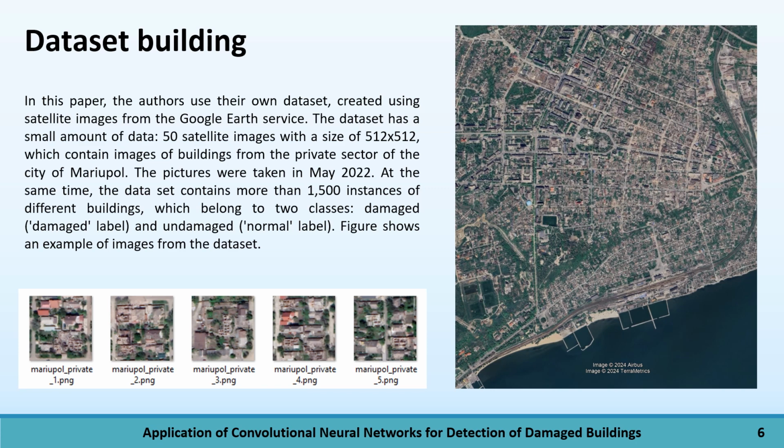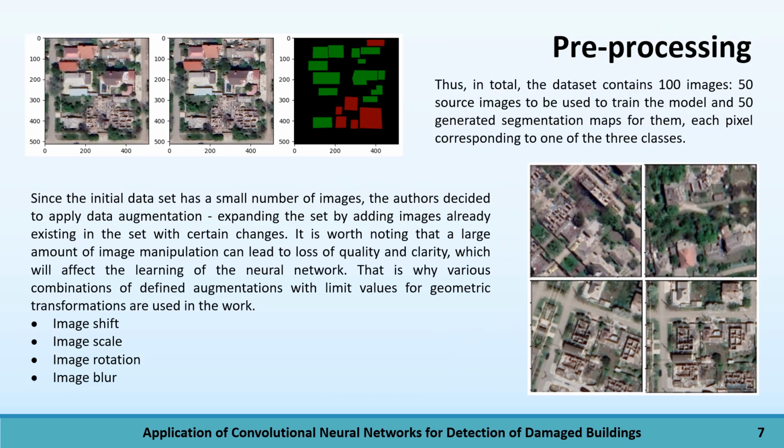The figure below shows an example of images from the dataset. The next slide is pre-processing. Thus, in total, the dataset contains 100 images: 50 source images to be used to train the model, and 50 generated segmentation maps for them, each pixel corresponding to one of the three classes. In the figure on the left, you can see the original image, the processed image, and its segmentation mask.